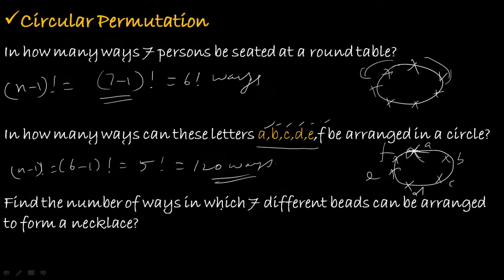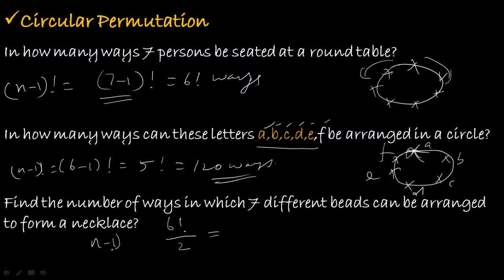Find the number of ways in which 7 different beads can be arranged to form a necklace. Fixing the position of one bead, the remaining 6 beads can be arranged in 6 factorial ways. The required number of possible arrangements is obtained by dividing this value by 2, because as I already told you, in the case of a necklace, both clockwise and anti-clockwise directions give you the same arrangement. In order to remove the similar arrangements, we have to divide this by 2.